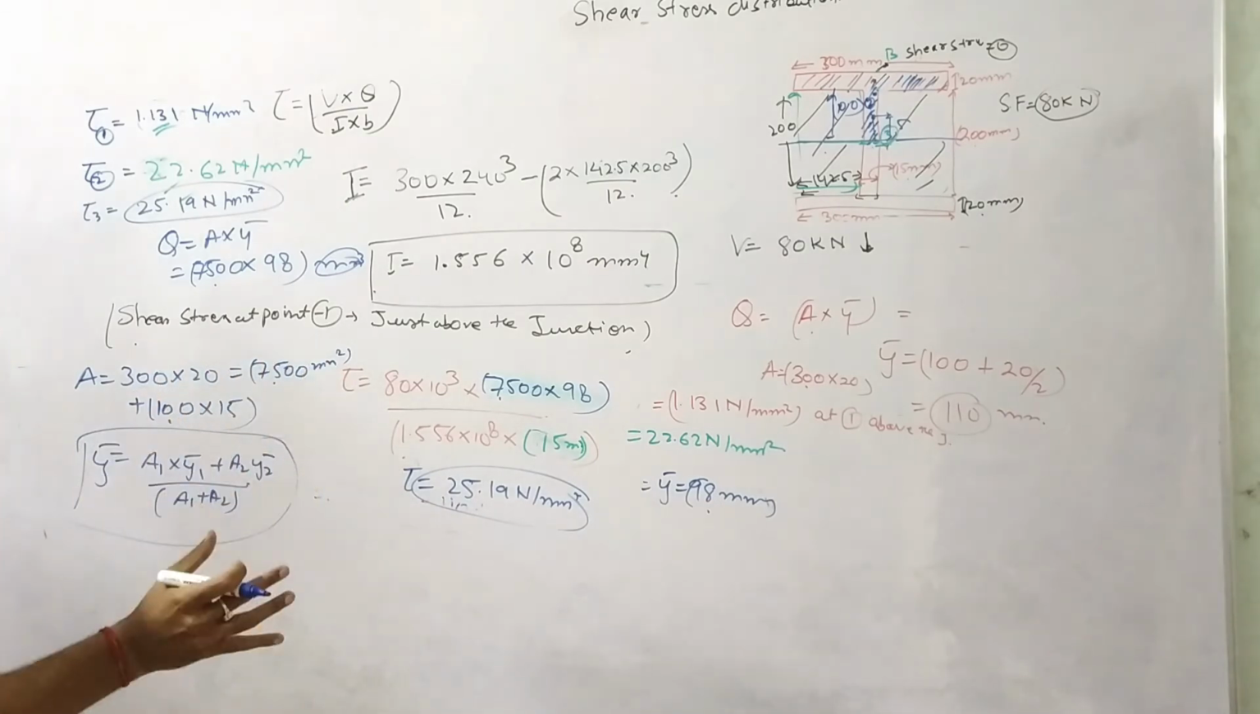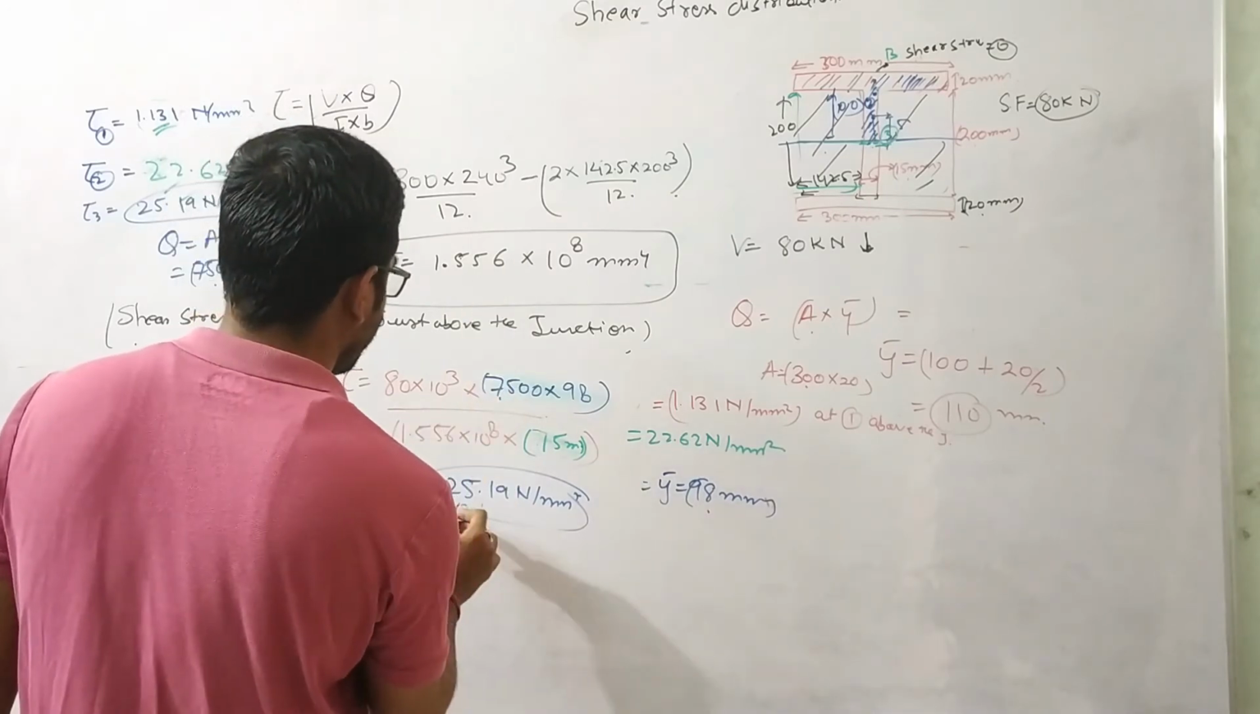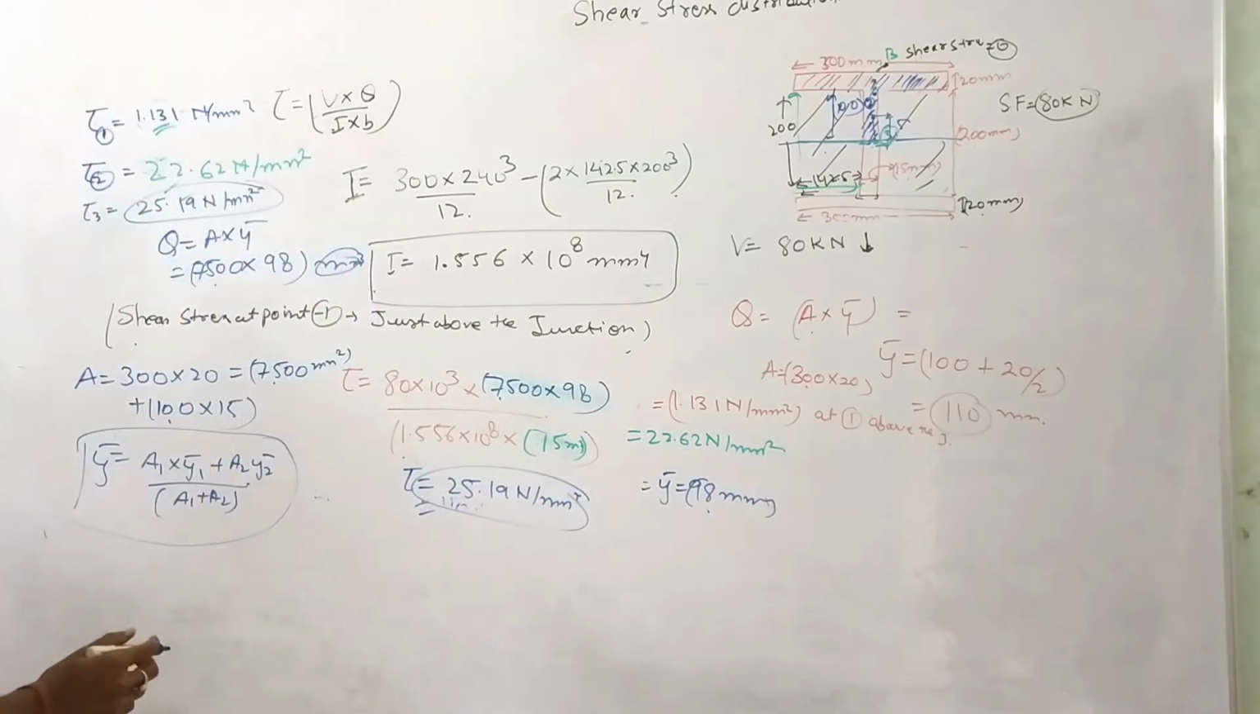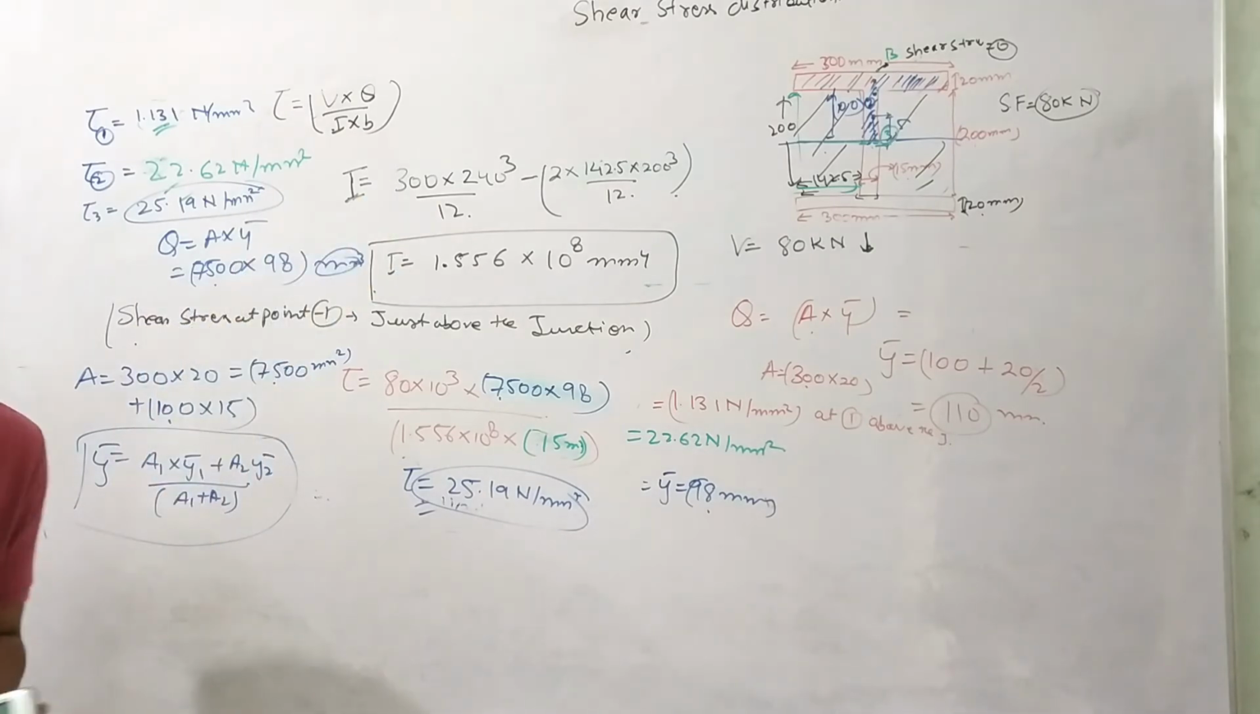Now we will see how this is acting on the beam, because that is the important part. What is the direction of the horizontal shear stress? What will be the direction of the vertical shear stress? That is an important part to understand. This is basically the calculation part. Now we'll see how this shear stress is acting on the beam cross section.